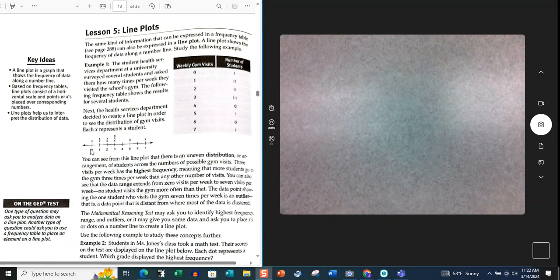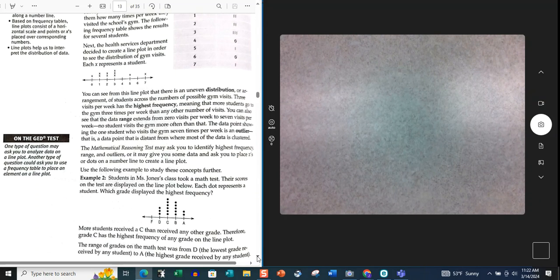So as you see here, we have a number line, and they have the number of students above it. 0 weekly visits, there is no X; 1 visit, you see 1 X; here with 2 visits, it was 2, and so on. You can see from the line plot that there is an uneven distribution or arrangement of students across the numbers of possible gym visits. 3 visits per week has the highest frequency, meaning more students go to the gym 3 times per week than any other number of times.